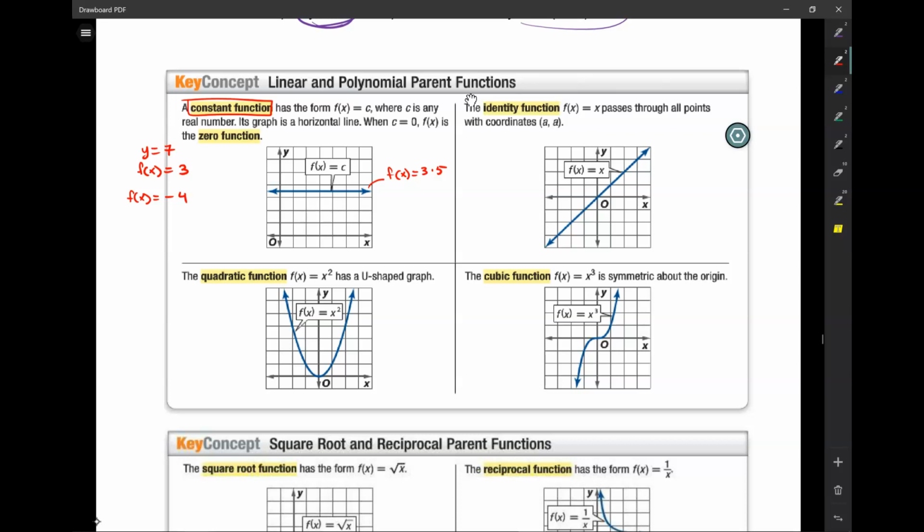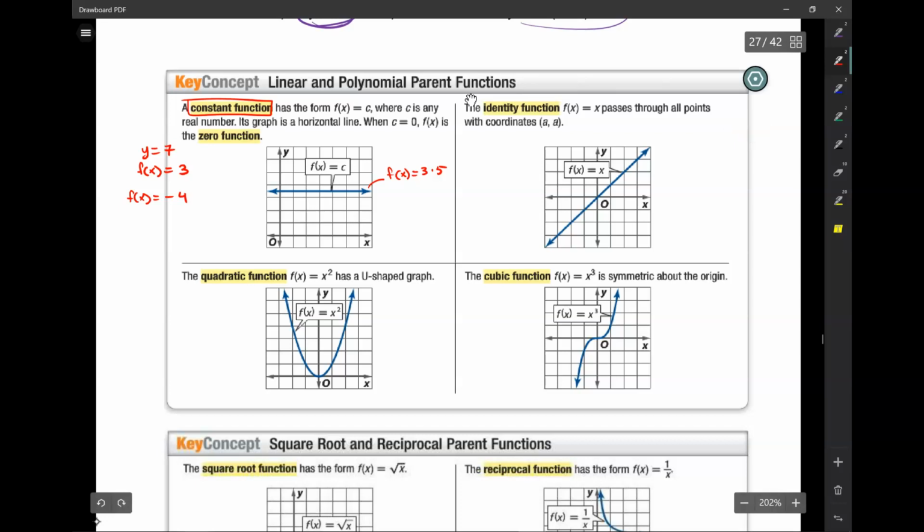All right? So if f of x is equal to 3.5, then what's f of 2? 3.5. Right. And what's f of a million? 3.5. Right. Okay, and the end behavior? 3.5. That's a constant function.